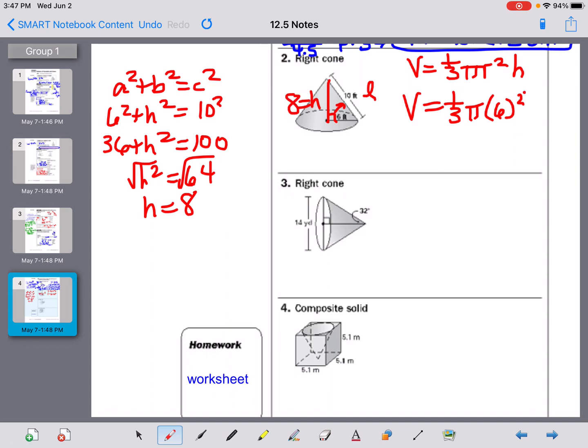All right, now I can plug it in over here. 6 squared is 36. Divided by 3 is 12. Times 8 is 96 pi. That's my exact answer in feet cubed. I can go ahead and get the decimal for that, and I get about 301.6 feet cubed.